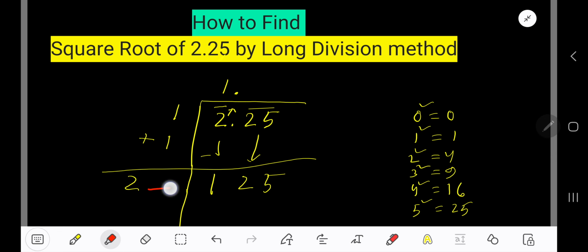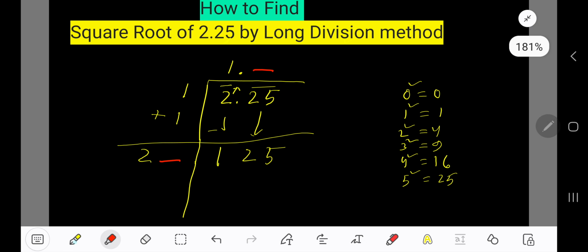Now you have to guess a digit. The same digit will come here. 125, right? Let me put 5 here and check. 5 times 5 is 25.